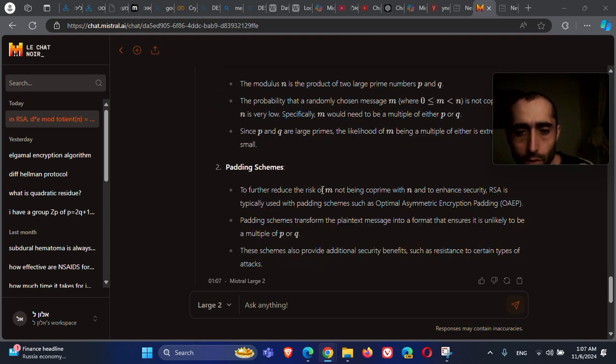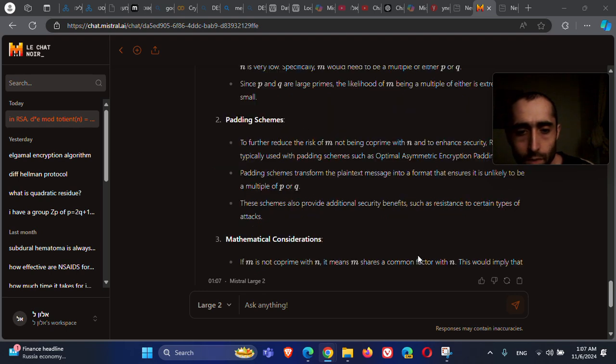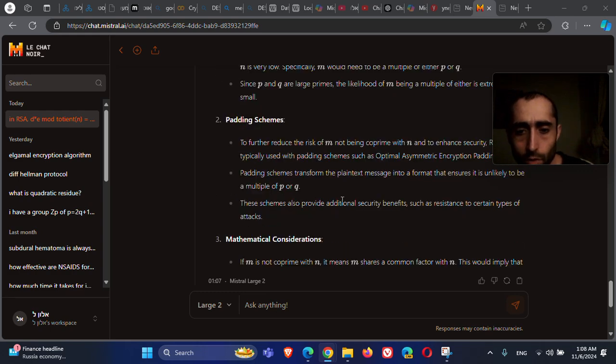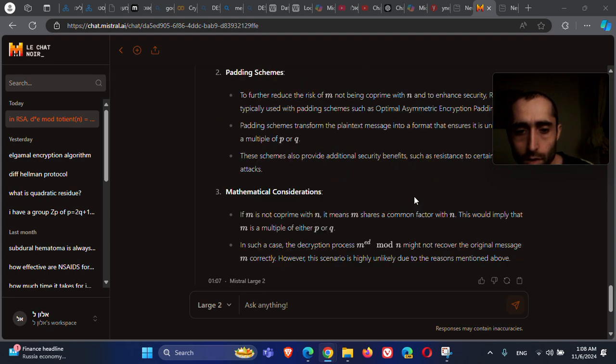Padding is going to further reduce the risk of m not being coprime with n, and to enhance security, RSA is typically used with padding schemes such as optimal asymmetric encryption padding. Padding schemes transform the plaintext message into a format that ensures it is unlikely to be a multiple of p or q. These schemes also provide additional security benefits, such as resistance to certain types of attacks.